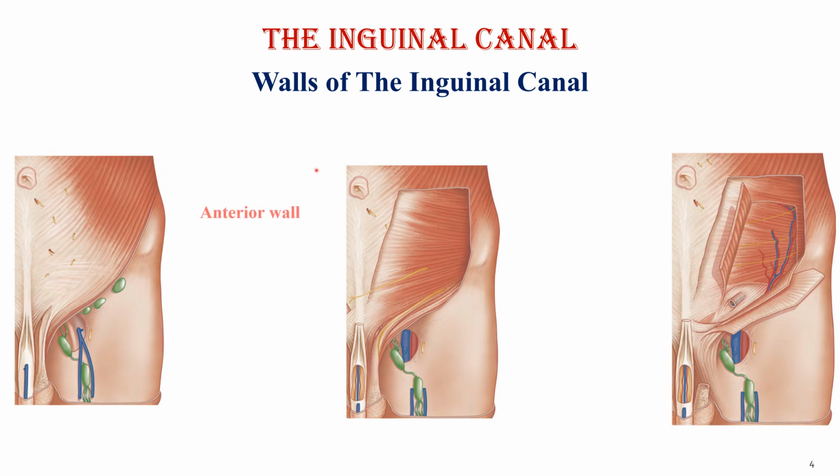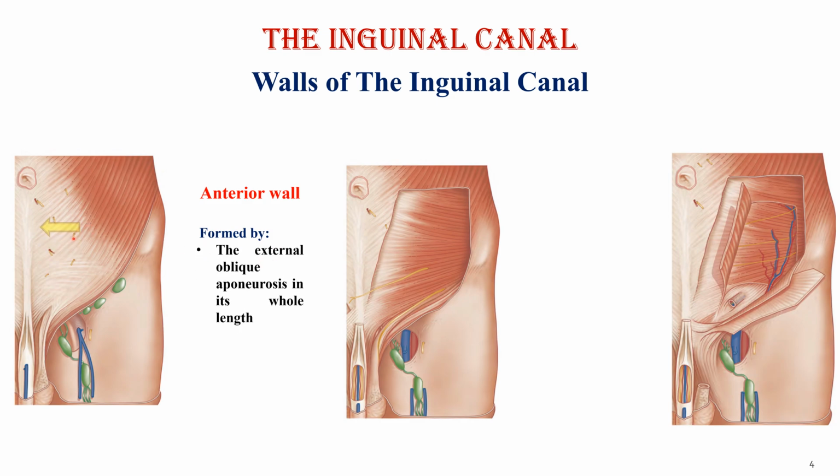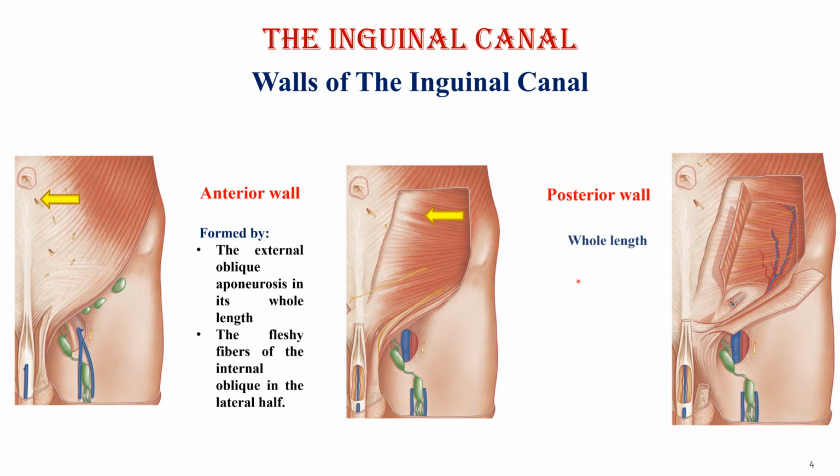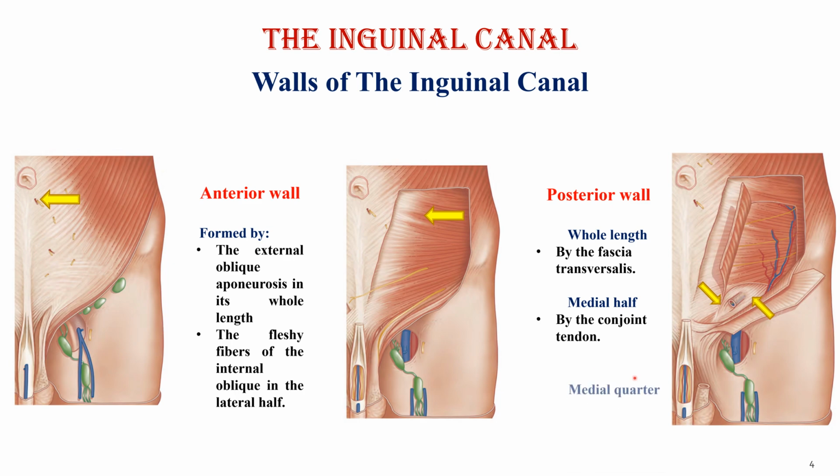The walls of that canal are: the anterior wall, which is formed in the whole length by the external oblique aponeurosis, this part here, and in the lateral half, by the arching fibers of the internal oblique. That is the anterior wall. The posterior wall is formed in the whole length by the fascia transversalis, that part which appears here, and in the medial half by the conjoint tendon, this part over here, and in the medial 1/4, by the reflected ligament.